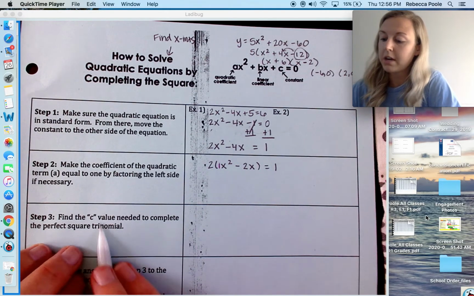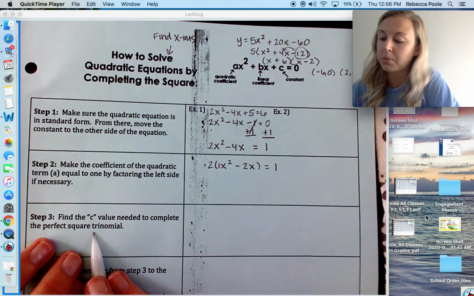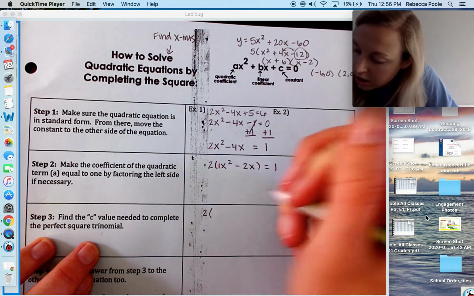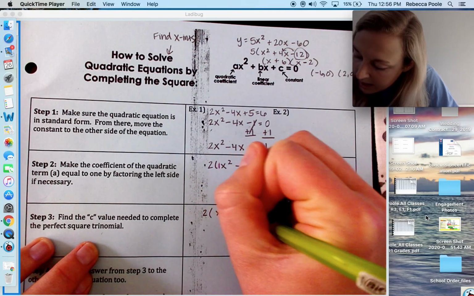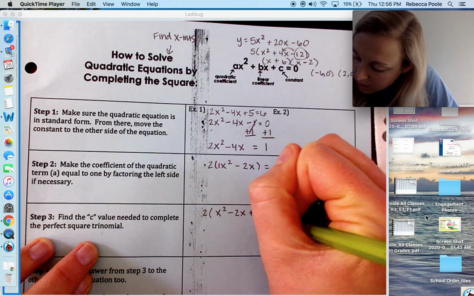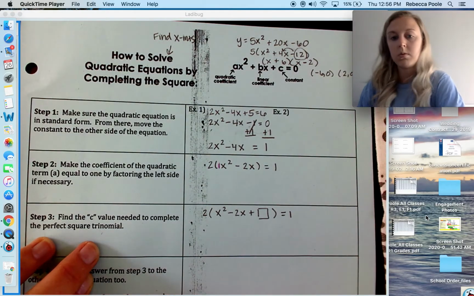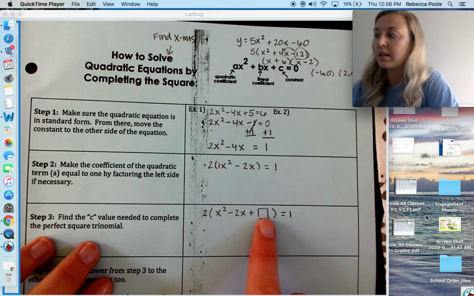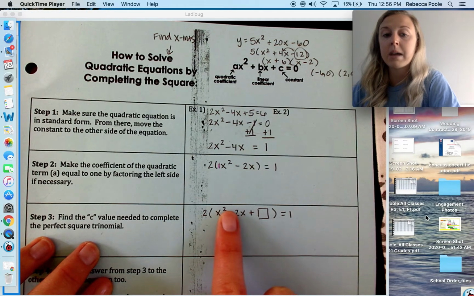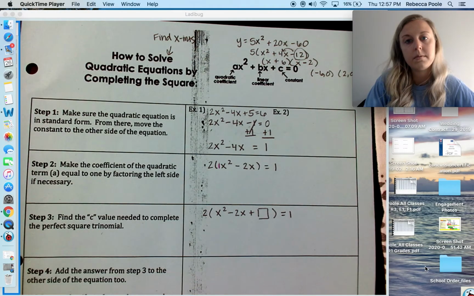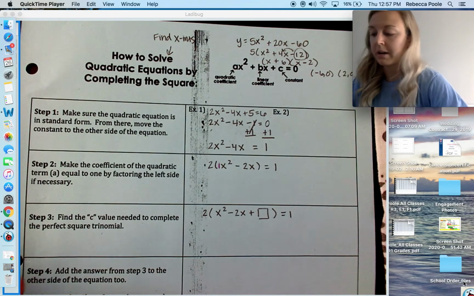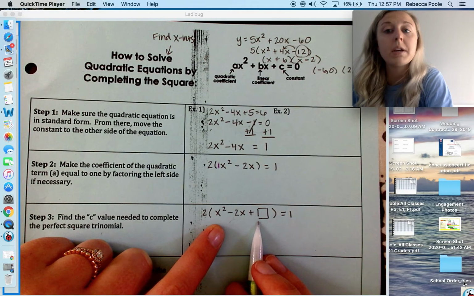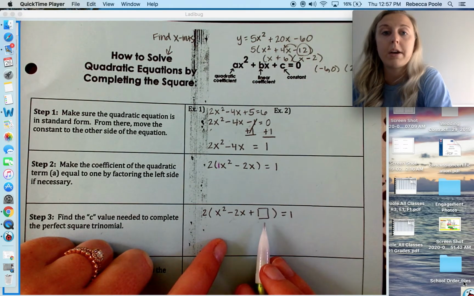So for step 3, find the c value needed to complete the perfect square trinomial. So what we want to do is turn this x squared minus 2x into a perfect square trinomial. All right. So what that means is, what value for this back number would I need to make this a perfect square trinomial? Again, we want to try to make this a perfect square trinomial so we can write it as something squared.